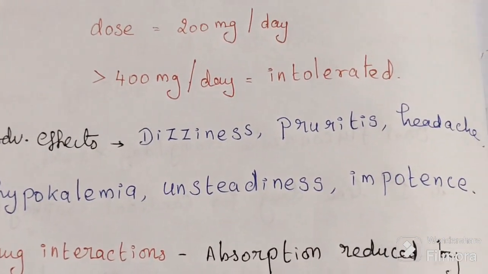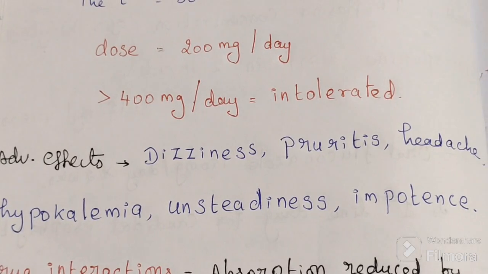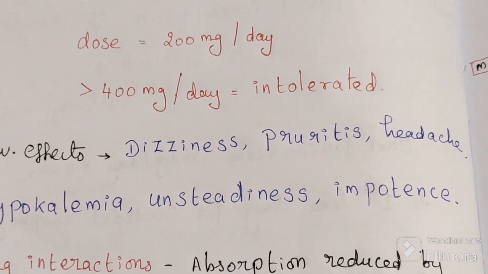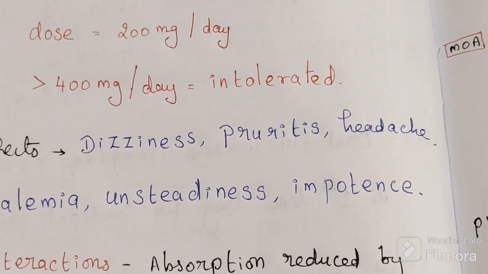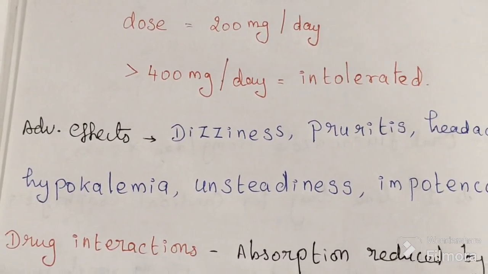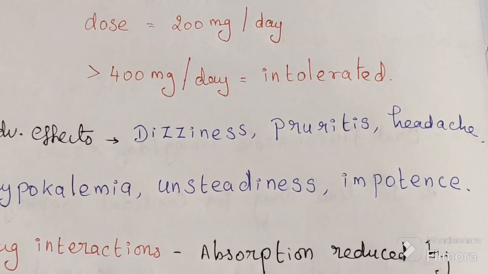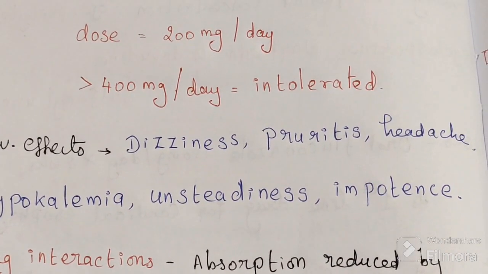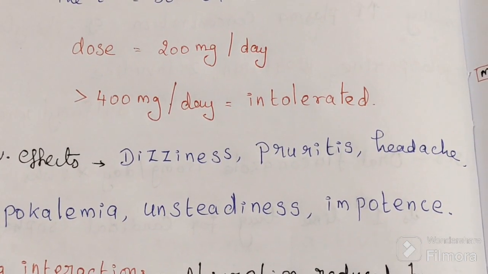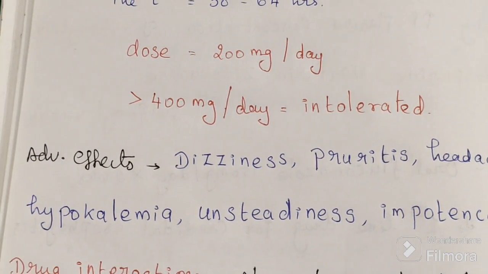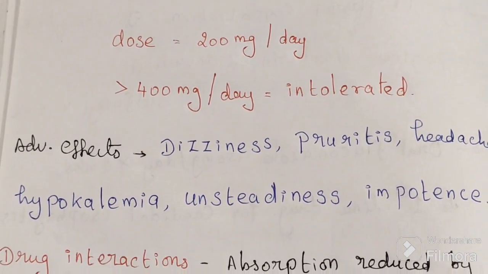Then the adverse effects of itraconazole: dizziness, pruritus, headache, hypokalemia, unsteadiness and impotence.